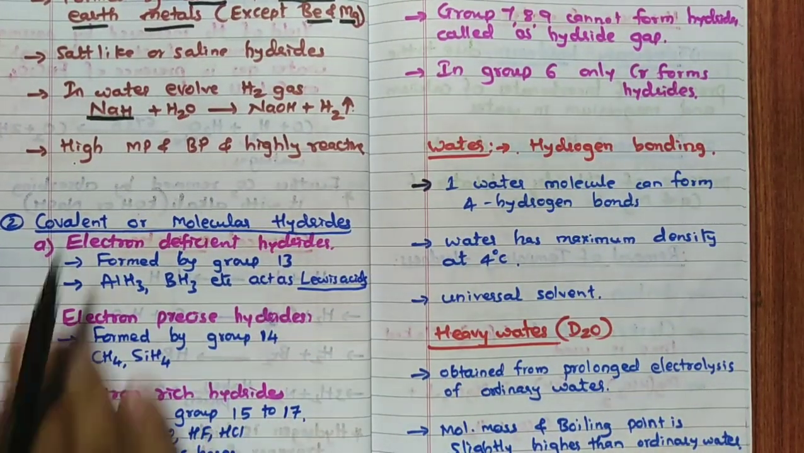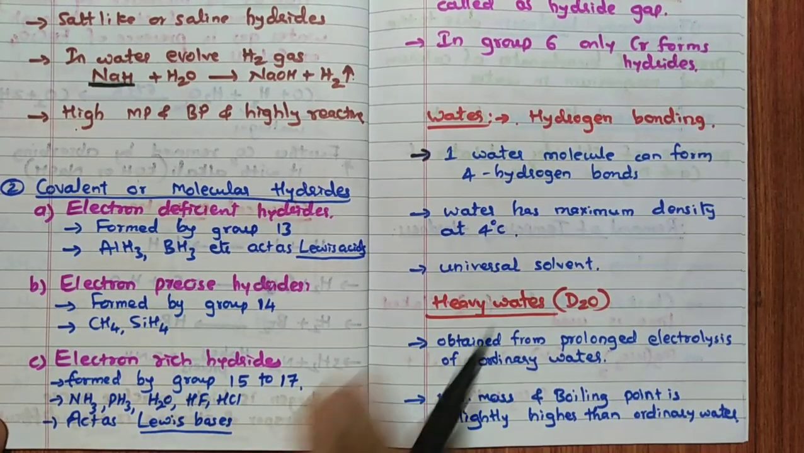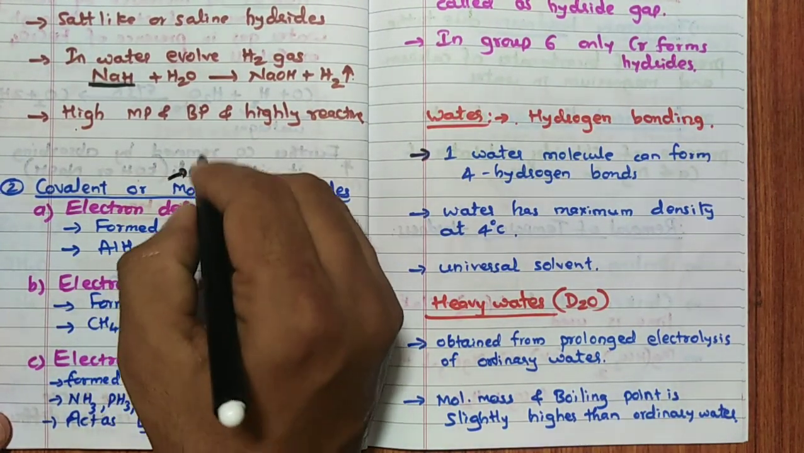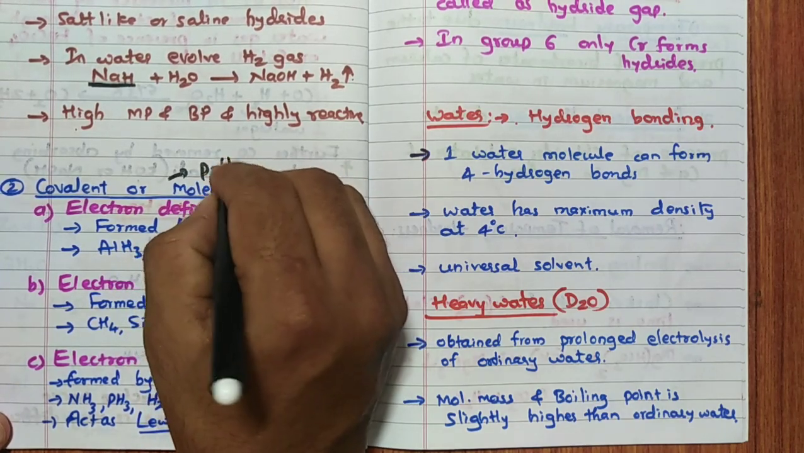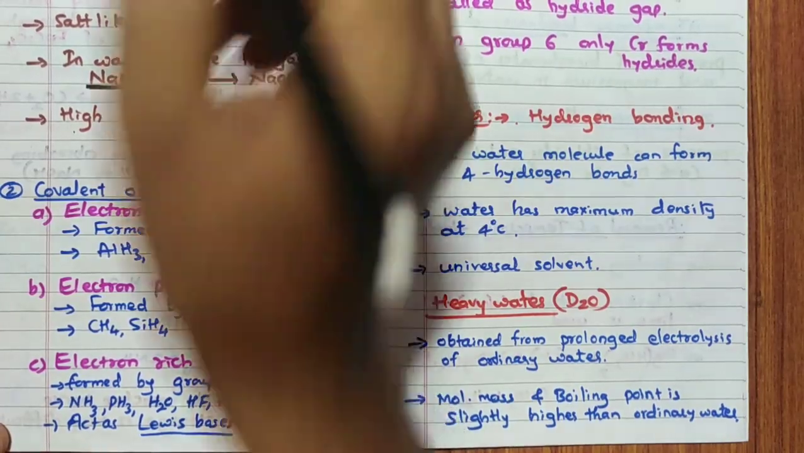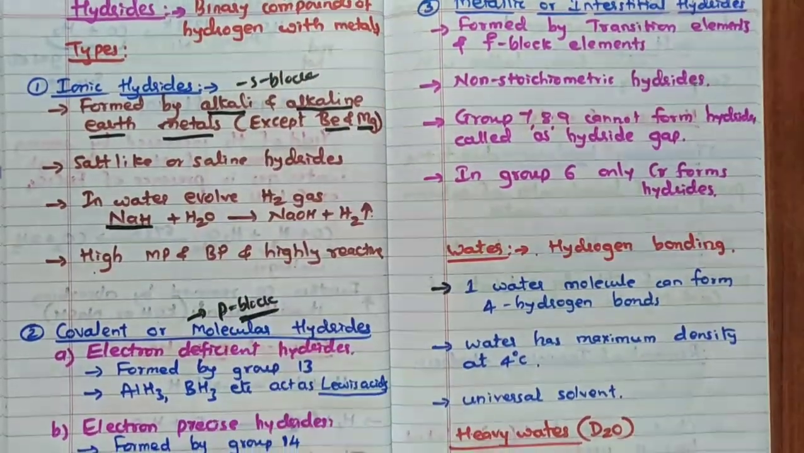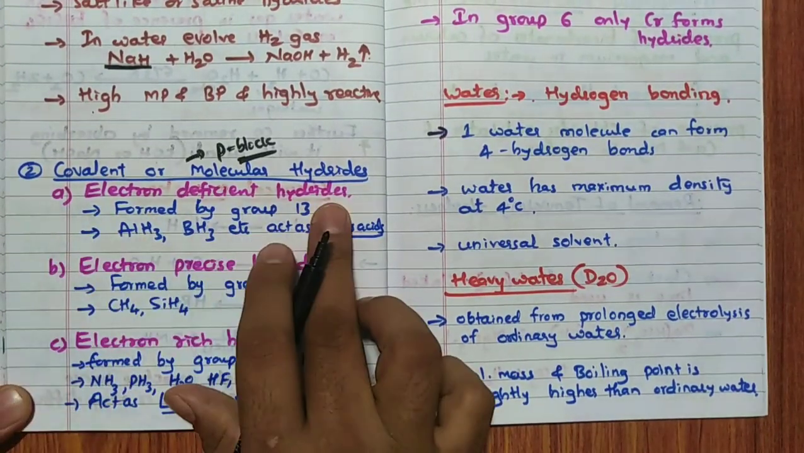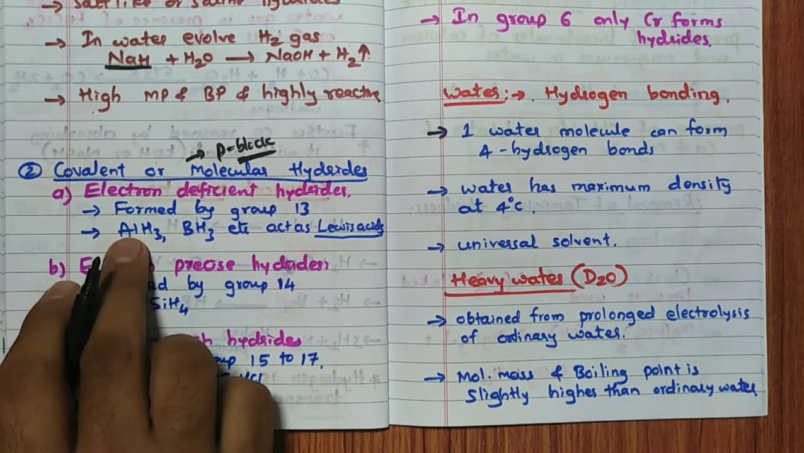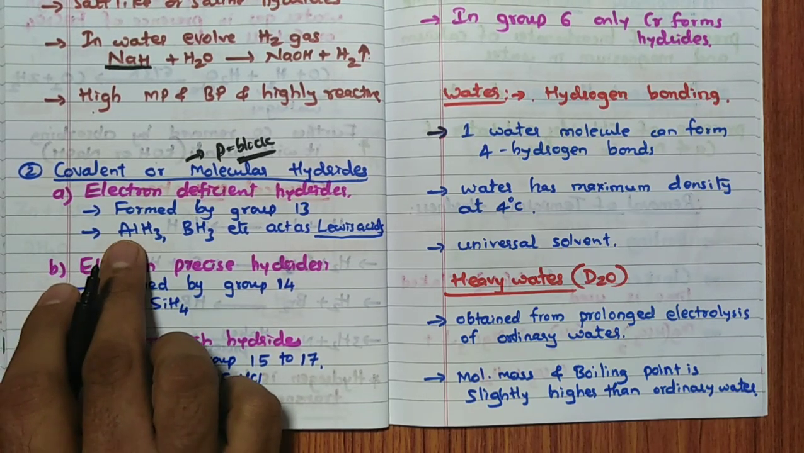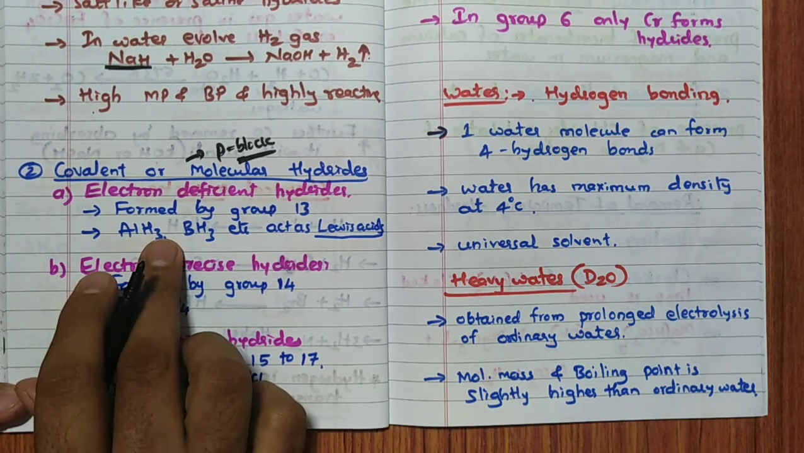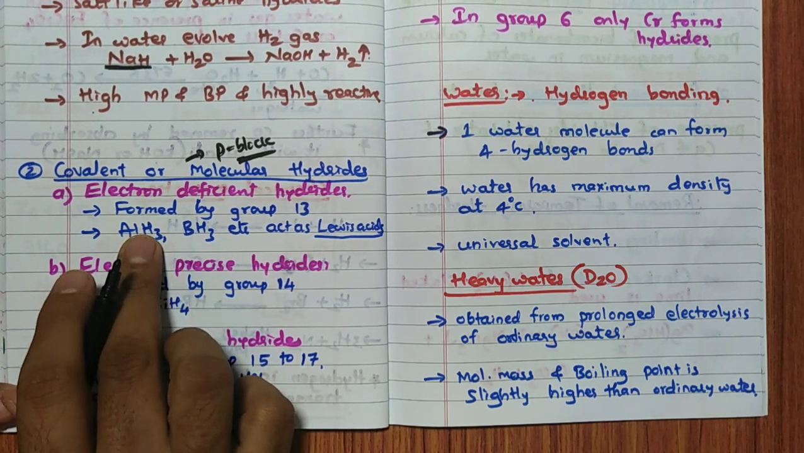Covalent hydrides. Very important, remember these three classifications. First one, electron deficient hydrides. See, covalent hydrides are formed by p block elements, while the ionic ones are formed by s block elements. Electron deficient hydrides are formed by group 13. They are electron deficient because surrounding the central element there is no octet, 8 electrons are not there. 3 hydrogens means 3 bonds, 3 bonds means 6 electrons. Hence they are electron deficient.